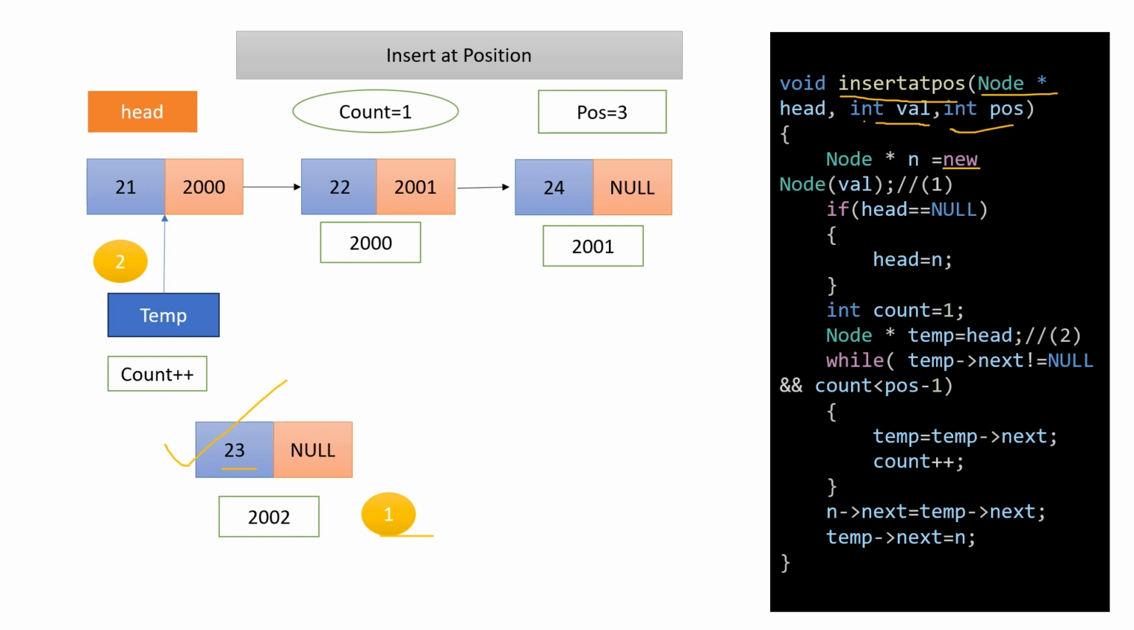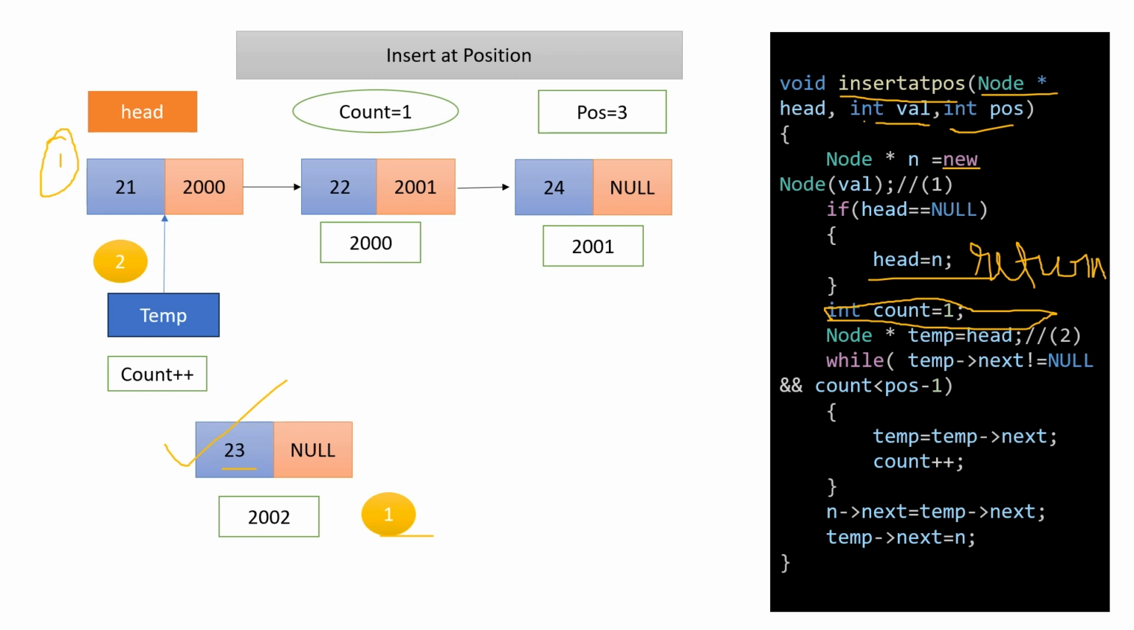Then we test whether our head is equal to null. If so, there is no need to traverse the linked list. Then we make the head the new node, and we return. I forgot to write return here, so that it does not go on. So now if it is not null, then we move forward. We create an int count that starts from 1, so that it can be easily identified where we need to go to the position.